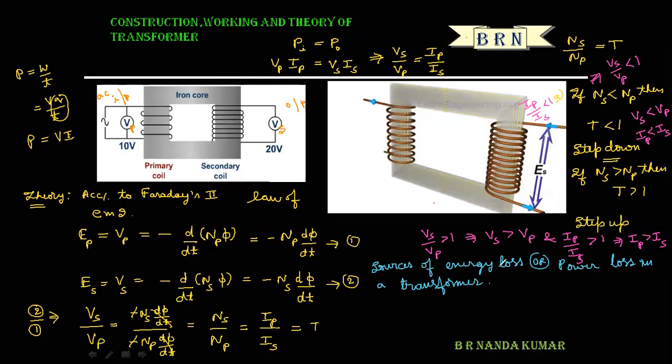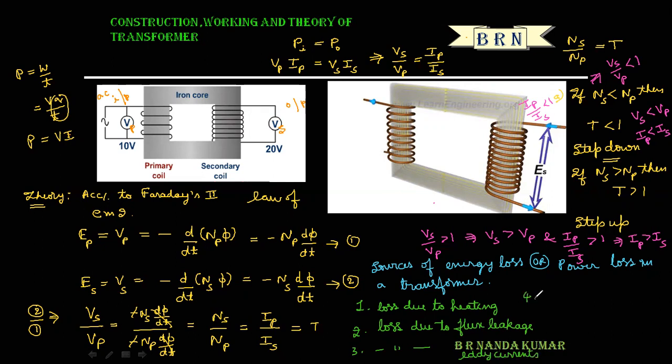Okay, now let us discuss the sources of energy loss or power loss in a transformer. These are the sources of energy loss: loss due to heating, loss due to flux leakage, loss due to eddy currents, and the last one, loss due to magnetic hysteresis.